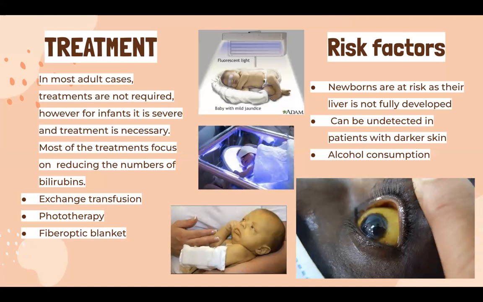And the risk factors are the people who consume alcohol. Newborns are at high risk because their liver is not fully developed, so there could be abnormal bilirubin processes, and also people with darker skin color because it can be left undetected for a long time and can cause severe damage.